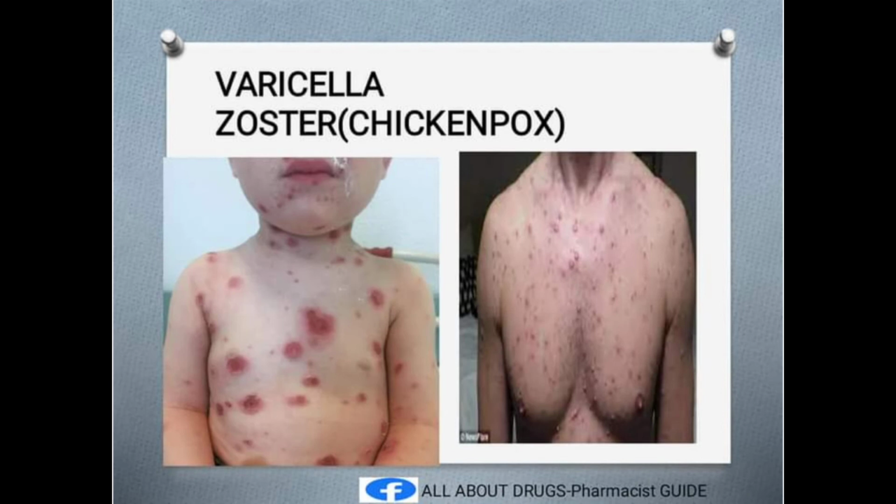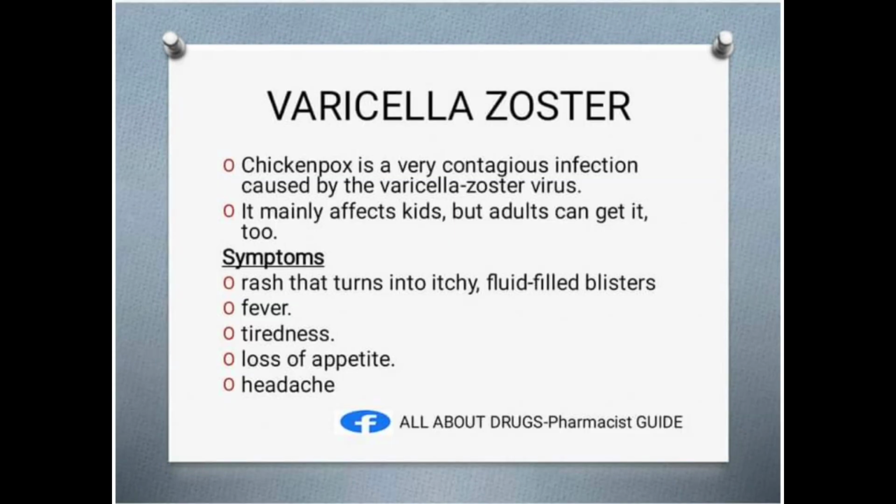Then varicella zoster, also called chickenpox. Chickenpox is a very contagious infection caused by the varicella zoster virus. It mainly affects kids, but adults can get it too. Symptoms include a rash that turns into itchy fluid-filled blisters, fever, tiredness, loss of appetite, and headache.